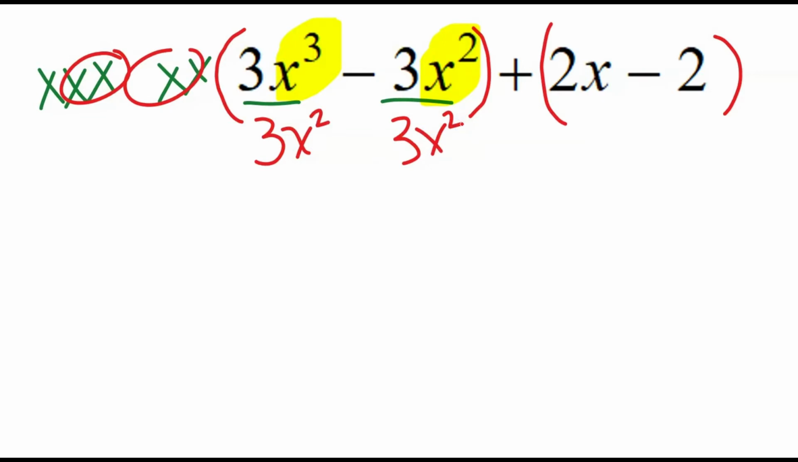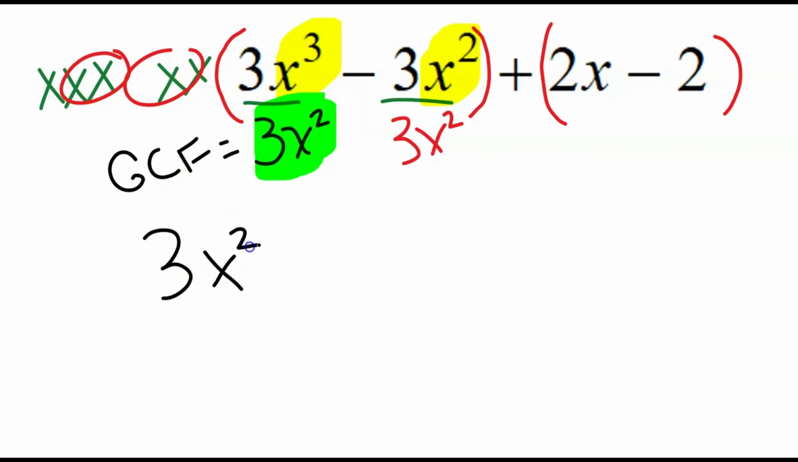All right. Now when I factor out that GCF, I get 3x squared. That's going to be part of my answer. The GCF over here is what I'm looking for. So 3x squared is part of my answer.